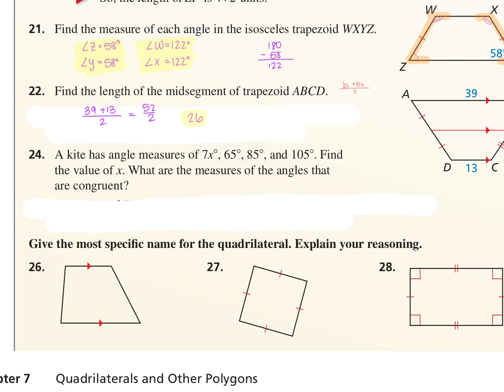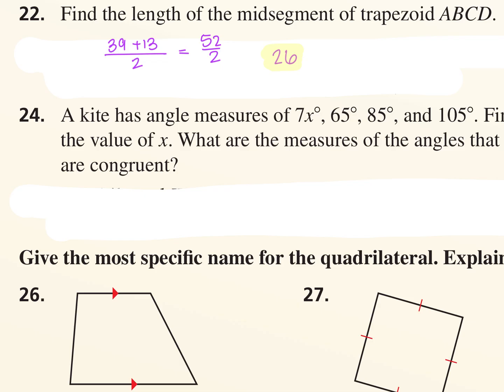Looking at 24, it says a kite has an angle measure of 7x, 65 and 85, and 105. Find the value of x, and they're asking me to do something else. What are the measures of the angles that are congruent? So first, it's a kite. A kite is a quadrilateral, so I know it has 4 sides. So the sum of the interior is going to be 360. So I don't have to draw it. If you want, you can.